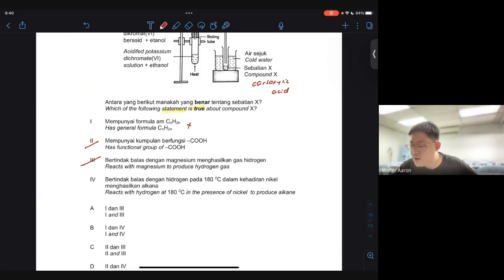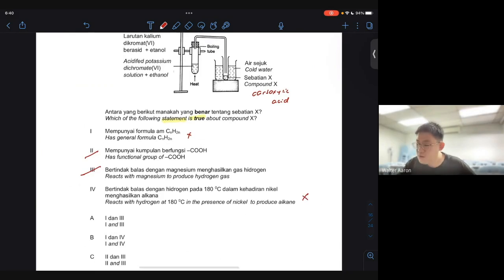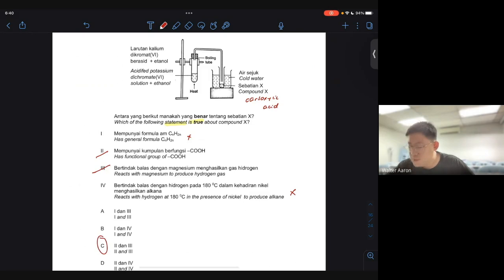Number 4: reacts with hydrogen at 180 degrees Celsius in the presence of nickel to produce an alkane. I would say that cannot happen. You cannot react a carboxylic acid with hydrogen like that, it doesn't make sense. So the best answer here will be C.